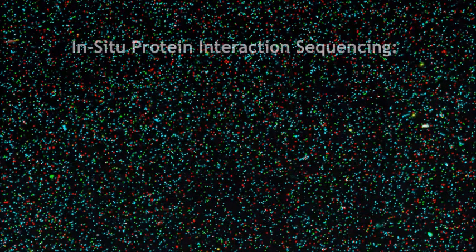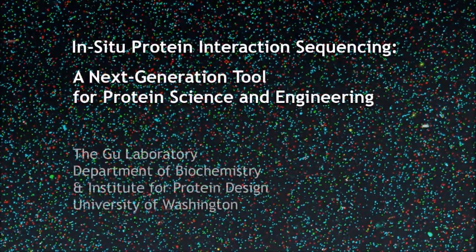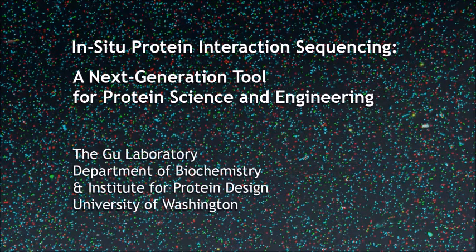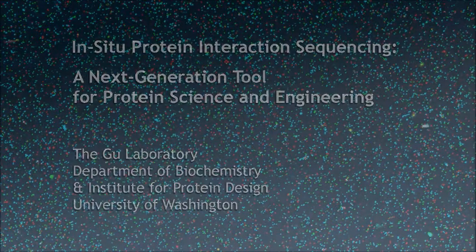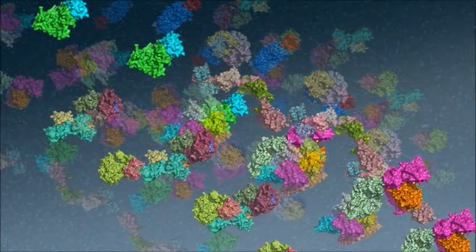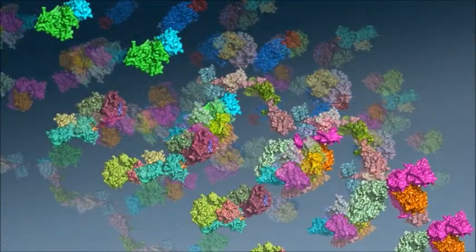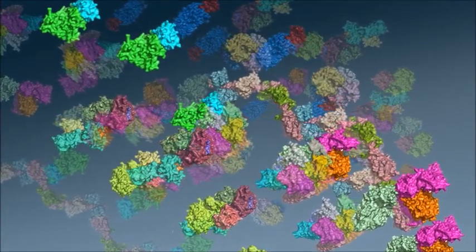The GU Lab at the University of Washington is developing a next-generation biochemical tool to analyze protein interactions. This technology is expected to fundamentally speed up protein functional analysis and engineering. In nature, most proteins form complexes to play biological functions. Analysis of protein-protein interactions is fundamental to the life sciences and protein engineering.